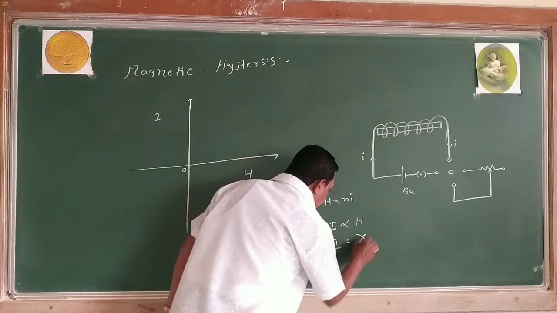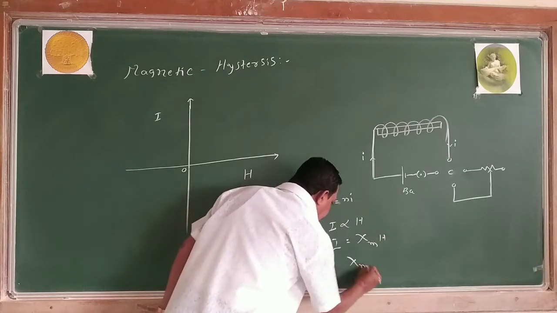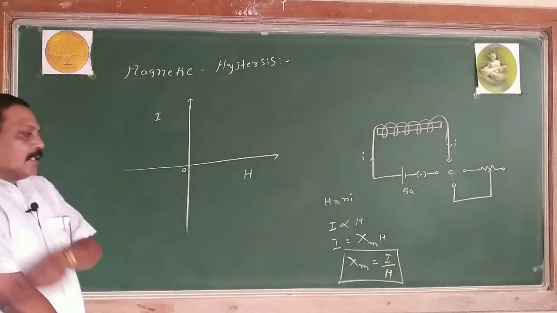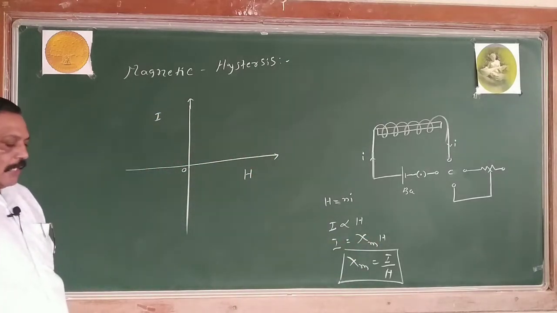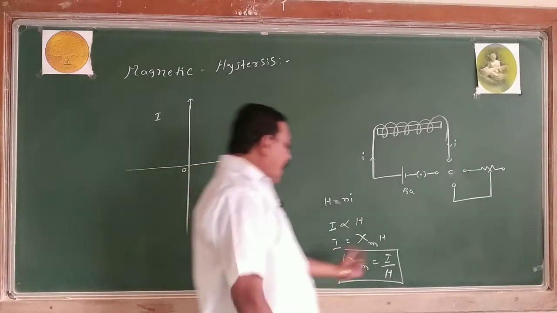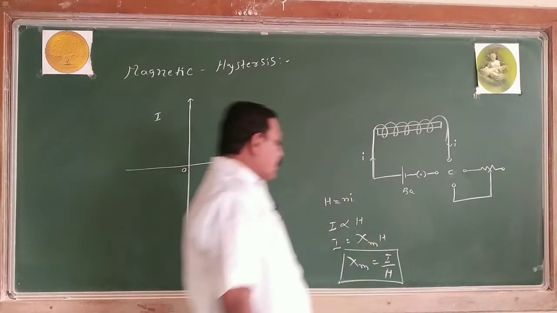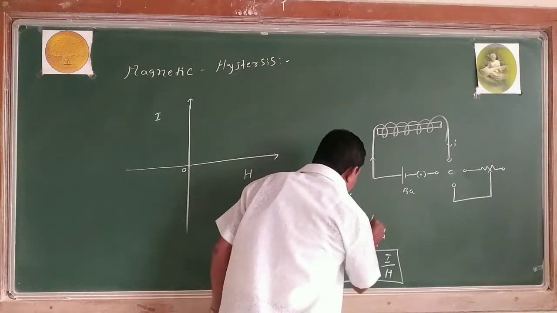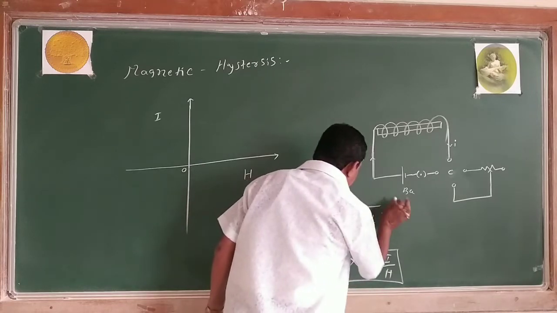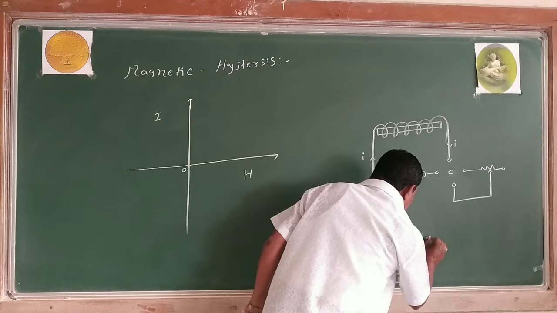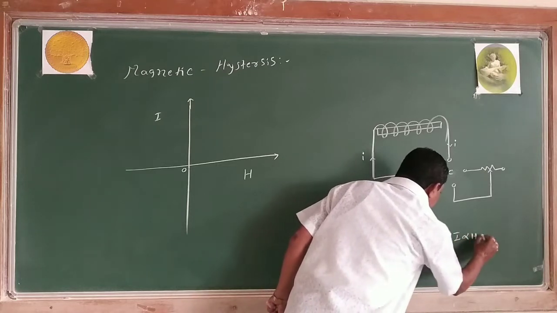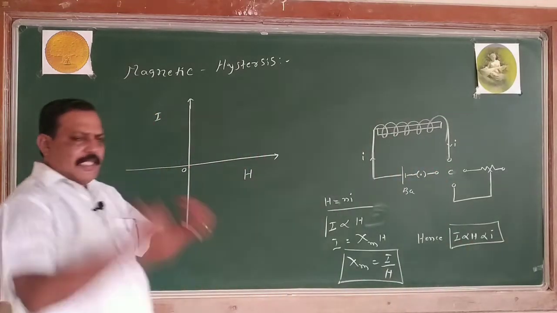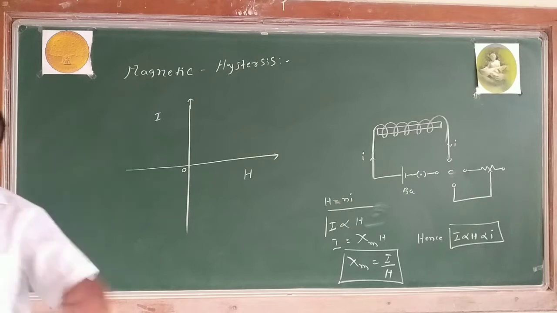I equals magnetic susceptibility times H, so magnetic susceptibility equals I by H. Now the definition: the magnetic susceptibility is the ratio of intensity of magnetization to the magnetizing force or magnetizing field. So I is directly proportional to H, and H is directly proportional to I. This much is sufficient. Hence, for your understanding, I is directly proportional to H. Use the equations already in the theory well.